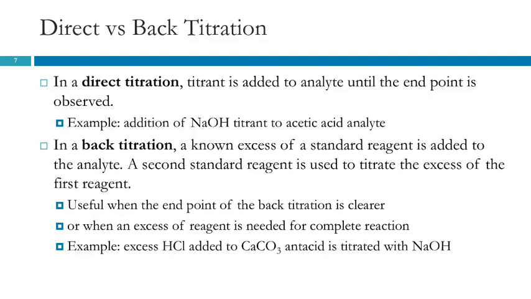In a back titration, it's sort of backwards. What we do is we add a known excess of a reagent to the analyte. That reagent will react with the analyte, but there's excess, and so some of that reagent will be left. And then we titrate the excess with a third thing. Okay, so you've got your titrant and your analyte, and then you also have this reagent that's added in excess.